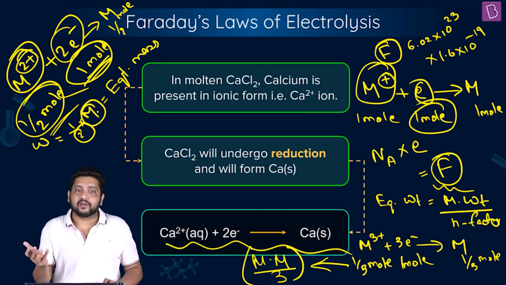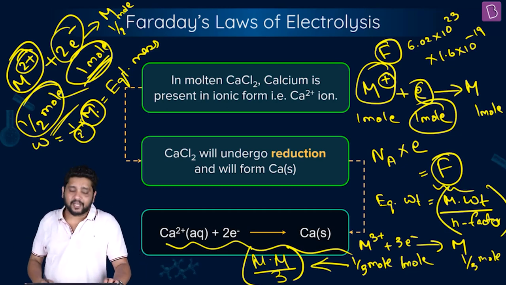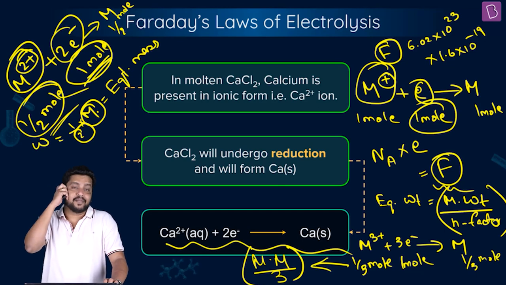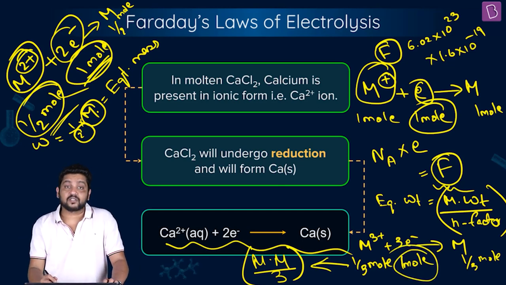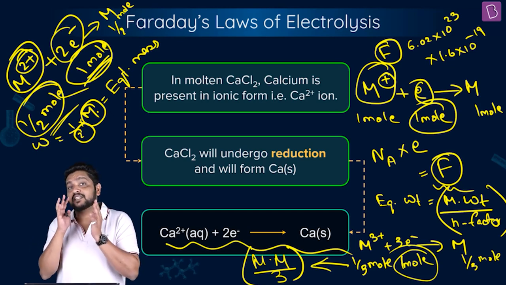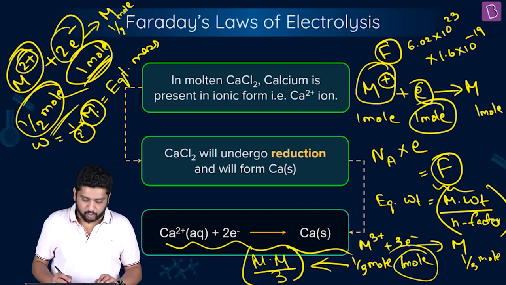But we know this is equivalent weight, right? So equivalent weight is molar mass divided by N factor. So for M3 plus, molar mass divided by 3 would have been my equivalent weight. So when I took 1 equivalent, I needed 1 mole of electrons. So for 1 equivalent of any substance, 1 mole of electrons will be required. 1 Faraday of charge will be used up, right?